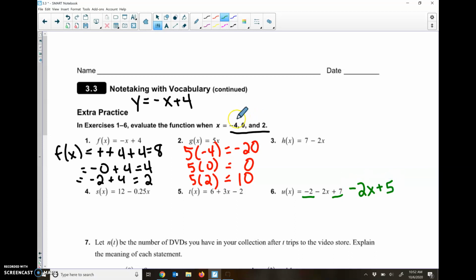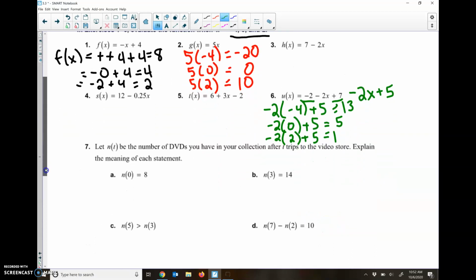Then I'm going to write in all these x's that it wants me to solve for. So -2 times -4 plus 5. -2 times 0 plus 5. -2 times 2 plus 5. So -2 times -4 is a +8, and 8 plus 5 is 13. -2 times 0 is 0, and 0 plus 5 is 5. And then -2 times +2 is -4. -4 plus 5 is 1. Here it gave us three numbers for x, and I just went in and plugged them in.